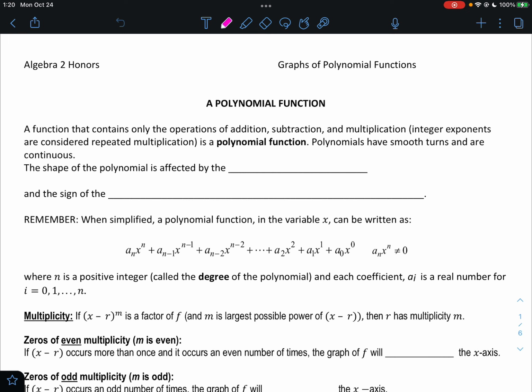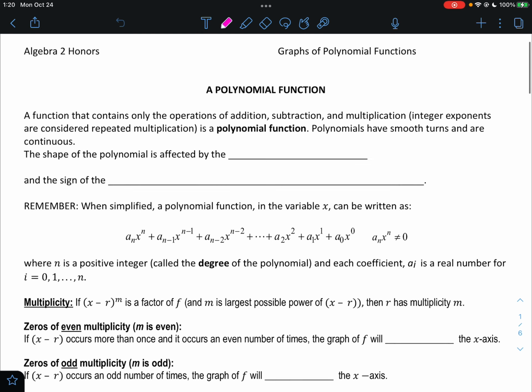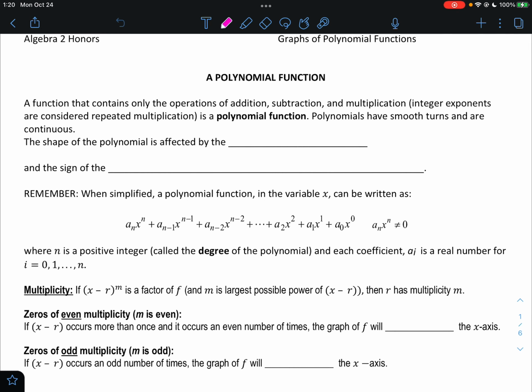We're talking about a lot of important characteristics today, but let's get started with remembering what a polynomial function is. A function that contains only operations of adding, subtracting, and multiplication is a polynomial function. Polynomials have smooth terms and are continuous. The shape of the polynomial is affected by the degree, whether it's an even or odd degree, and the sign of what we call the leading coefficient, which we discussed a little bit in our last video.